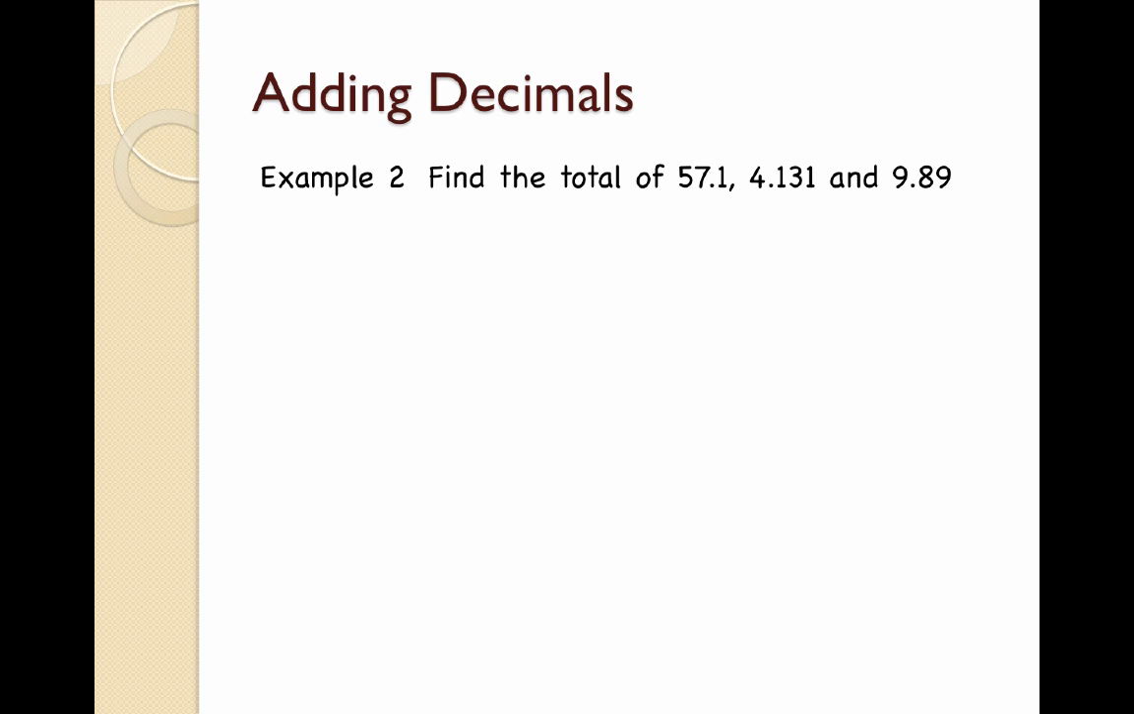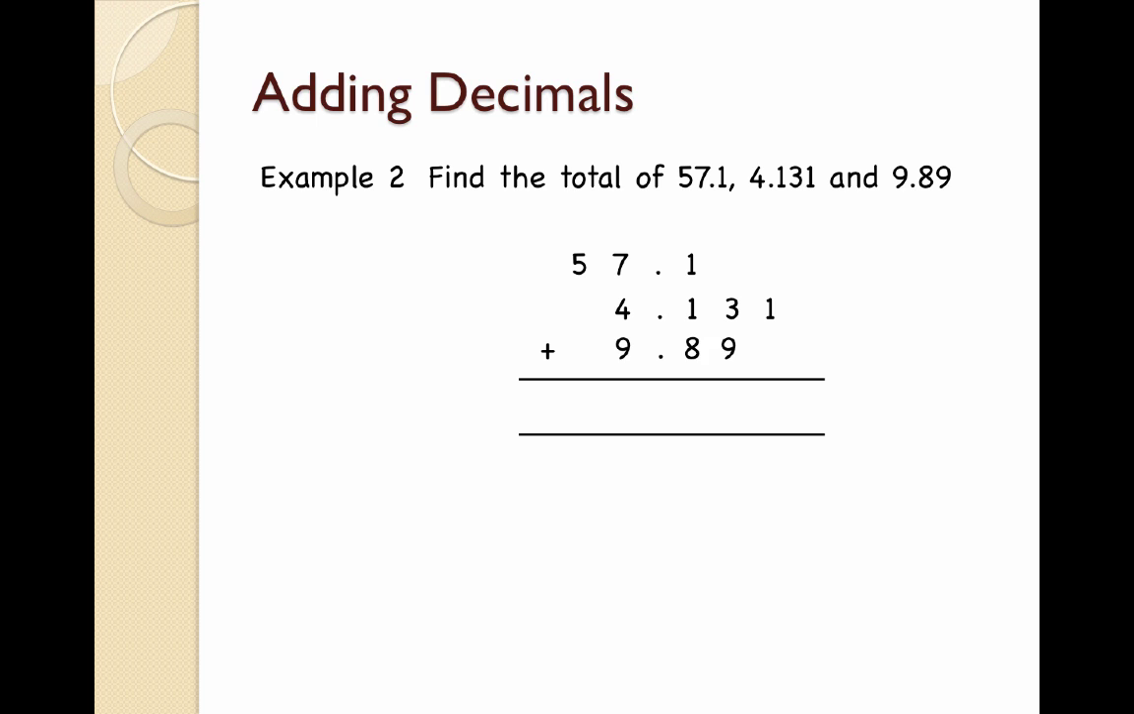When we do the working out for this question, we need to make sure our decimal points are all in order. That way I can write the number 57.1, 4.131, and 9.89 and still have all the place values lining up. I could put zeros in at the end of each number so that all my numbers have the same number of digits after the decimal point, as this doesn't change the value or the size of each of my numbers. It's just good to help us line up the digits.